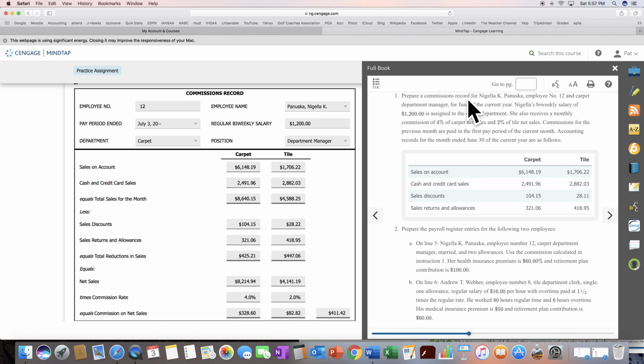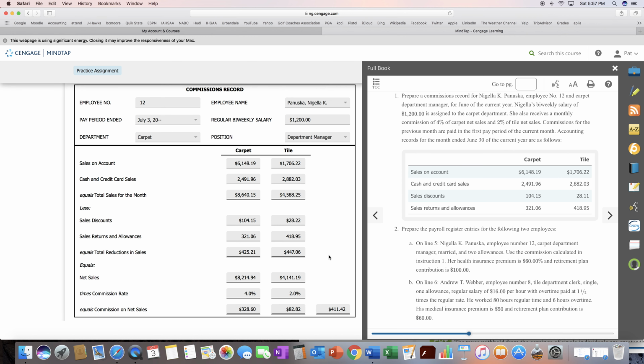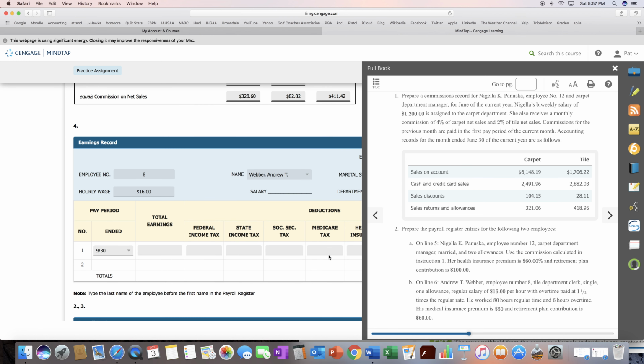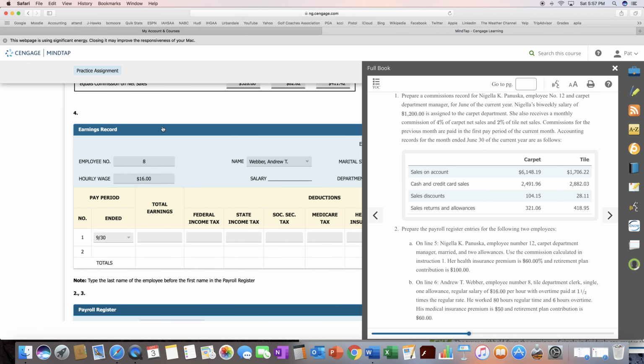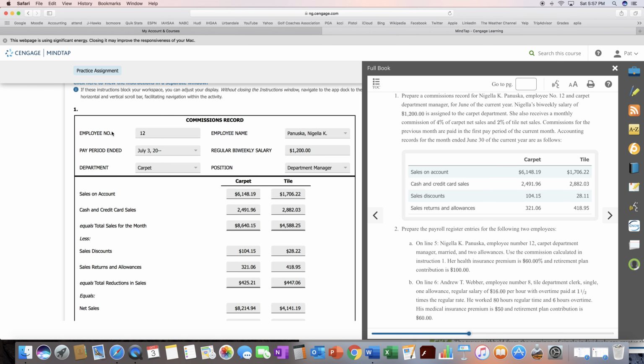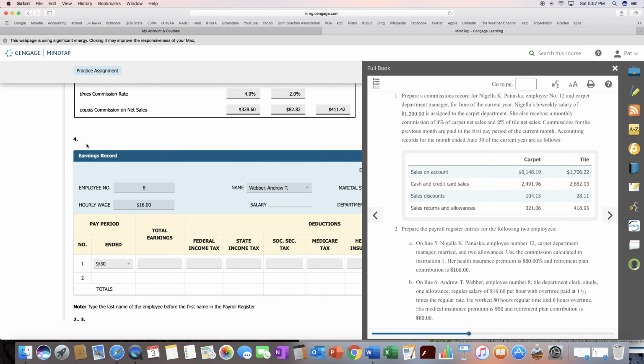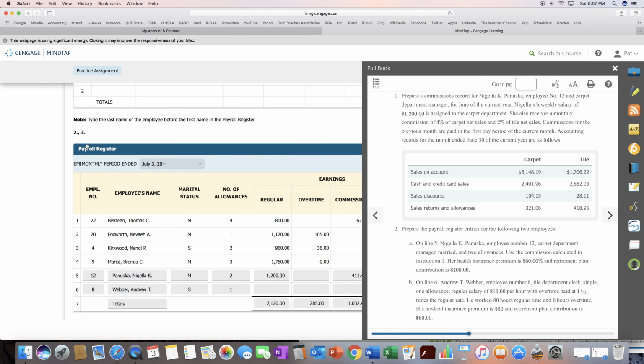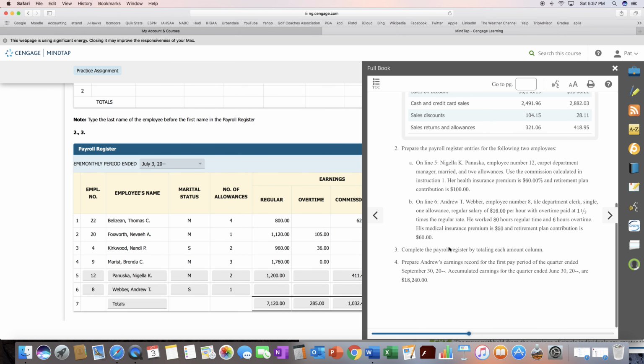That is what we did when we prepared our commissions record. All right, nothing too terrible. They give us the information here, they give us the information here. We set it up, and we have to add a couple numbers, subtract, multiply, and get the total. So that's part 1. They have this part in here, but it's part 4. See what I'm saying? This is up here, part 1. This is part 4. So we got to go back all the way down to do part 2 and 3.